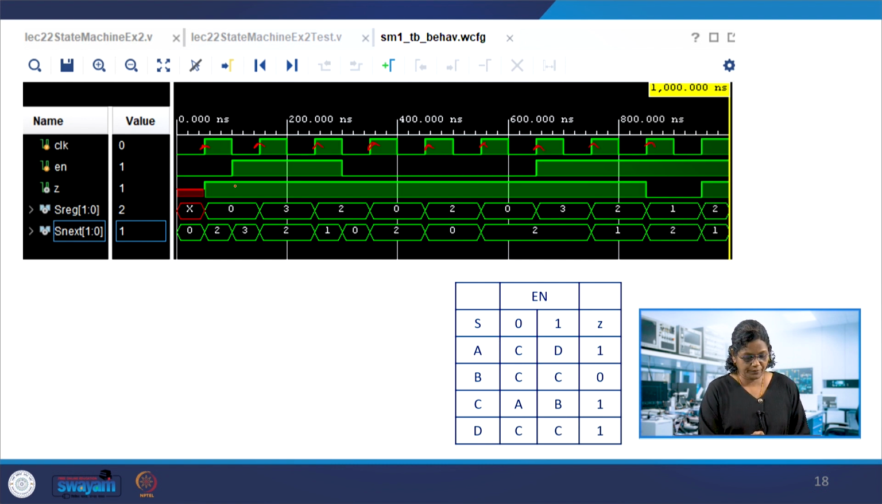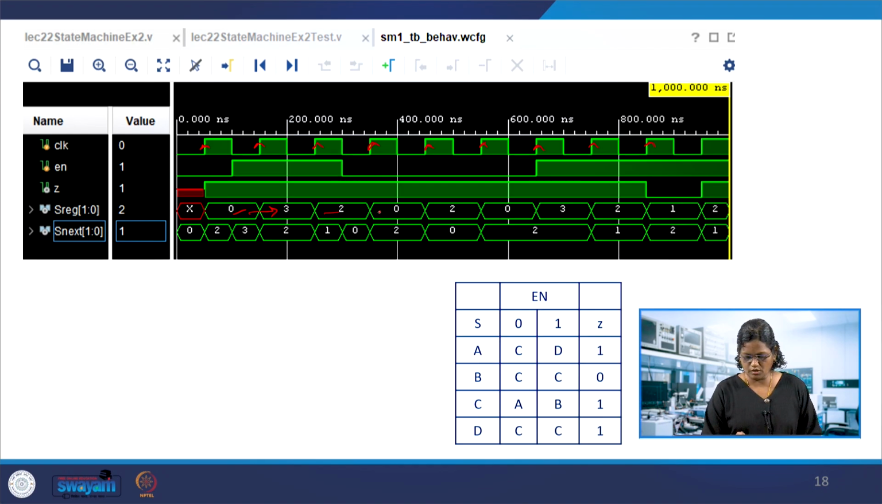So the enable is 0 initially, it is at 0, and when enable is made 1, this is at 0, and enable is 1, it is going to D, that is here. At D again enable is 1, so here it is going to C. So at this point it is C, and then enable is made 0 here.